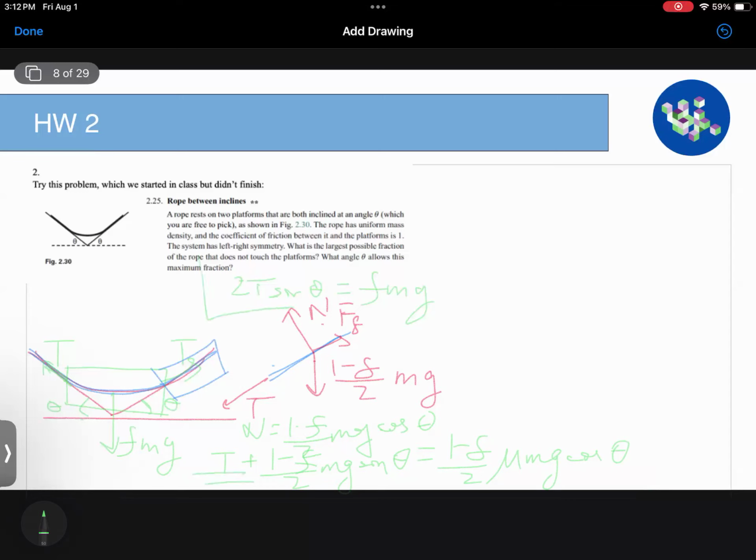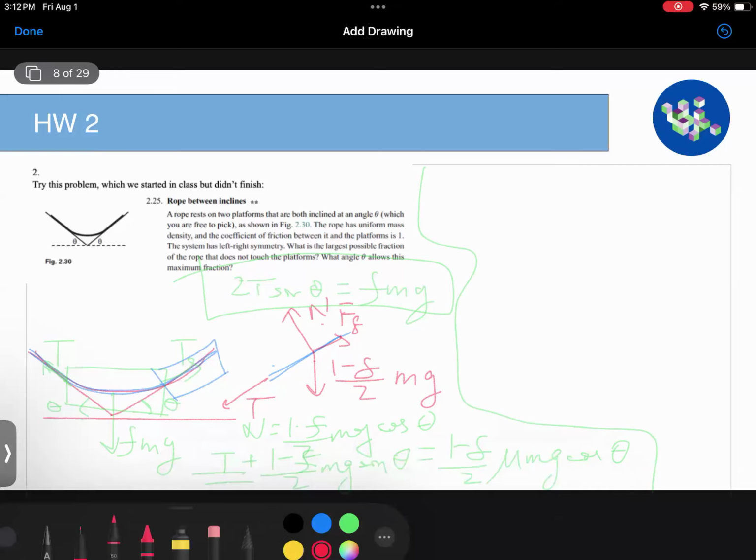And then, oh wait, T over here, I can solve for T. How do I solve for T? Well, T would equal fmg over 2 sine theta. So if I write everything on the right over here, just to keep it neat, I'll change the color too. All right, so then notice we can cancel mg, and we'll divide by mg here.